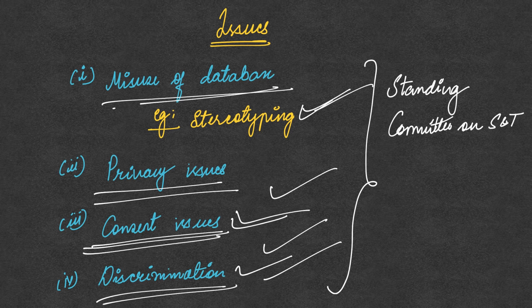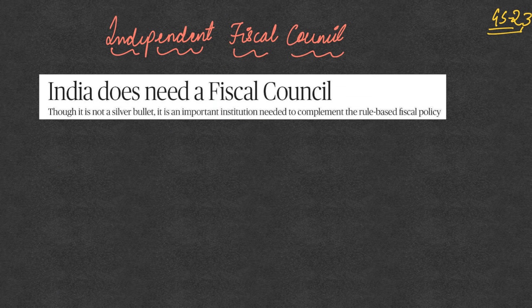Now we'll move on to the next. So this is about the need for an independent fiscal council. So anything that is related to budgets and the performance of the government, fiscal performance, comes under GS paper 3, and also because it relates to the budget and implementation of the policies and all, it may come in your GS paper 2 as well.